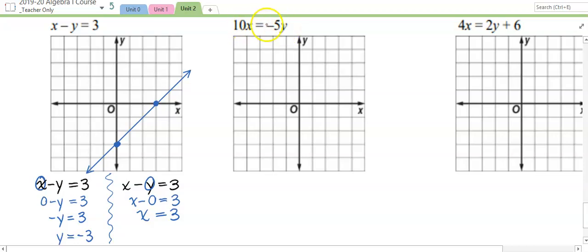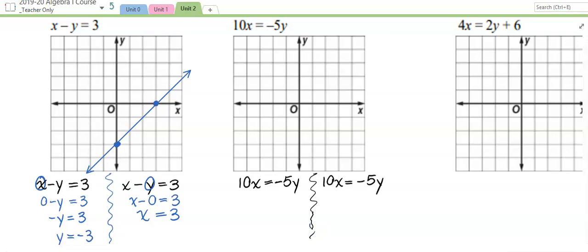Again, this one we have y, but y is not by itself. Negative 5y equals 10x. Let's just try using the intercepts method like we did before, since it's not in slope-intercept form. Let's see what happens when we do this.